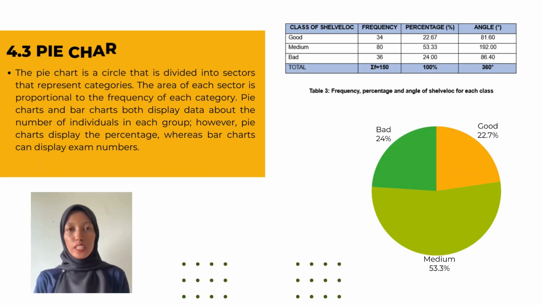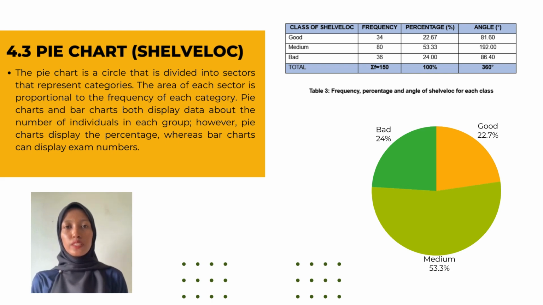Finally, 4.3, the pie chart of the solvent data. A pie chart is a circle divided into sectors representing categories. The area of each sector is proportional to the frequency of each category. Pie charts and bar charts both display data about the number of individuals in each group. However, a pie chart displays percentages, while a bar chart can display the actual numbers. According to the pie chart, the good solvent category occupied the last position with a percentage amounting to 22.67%.